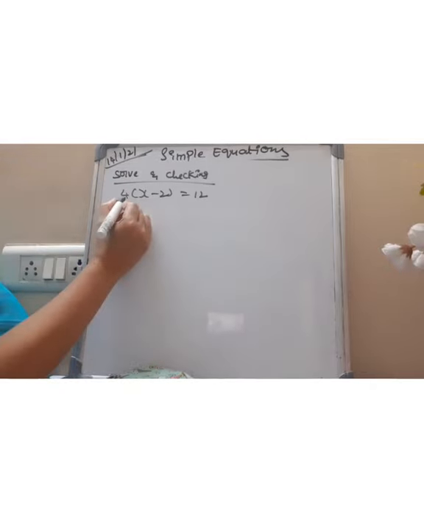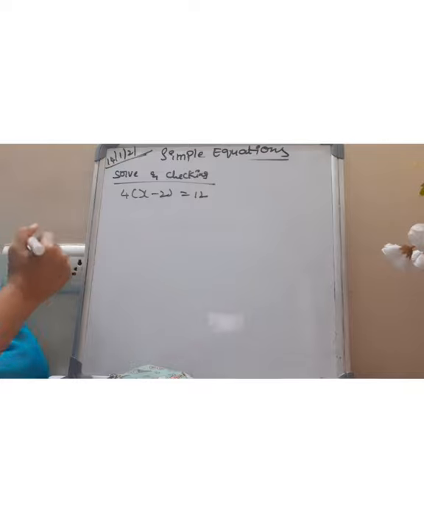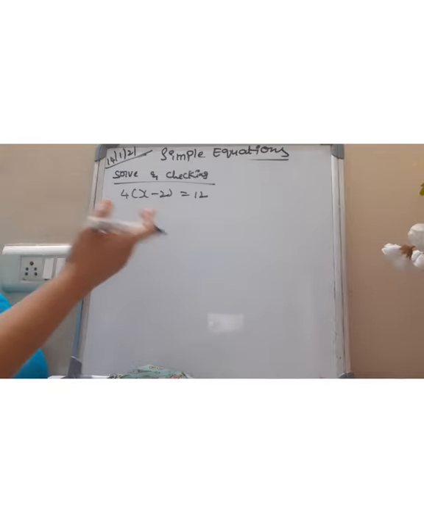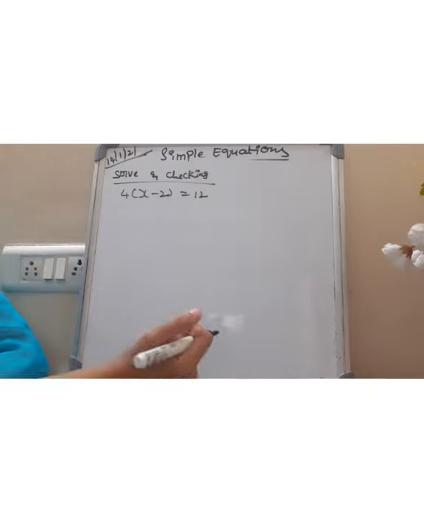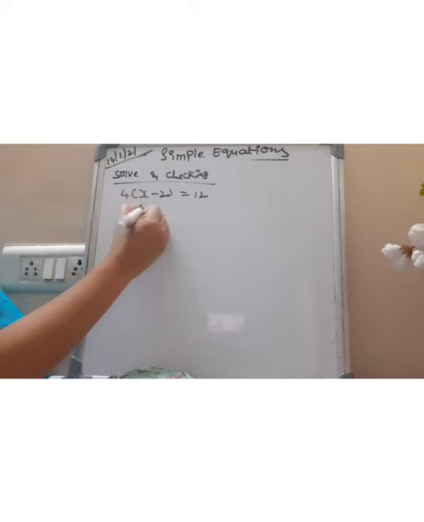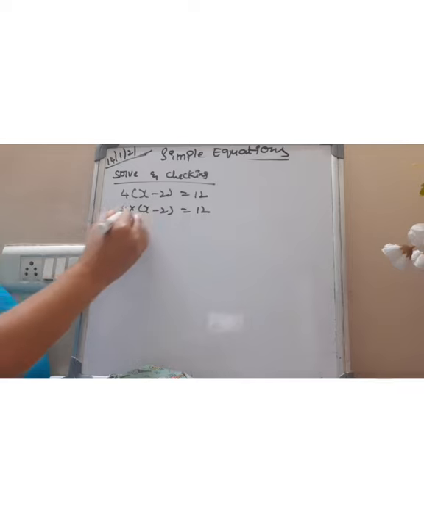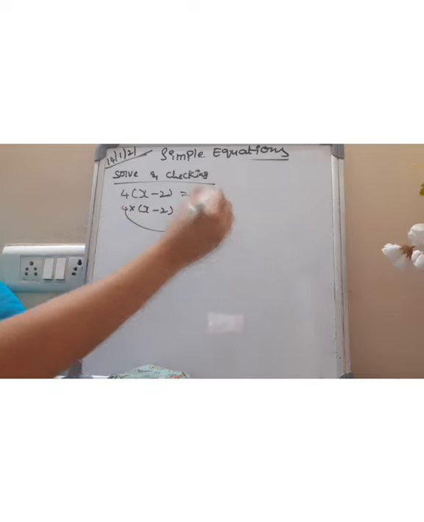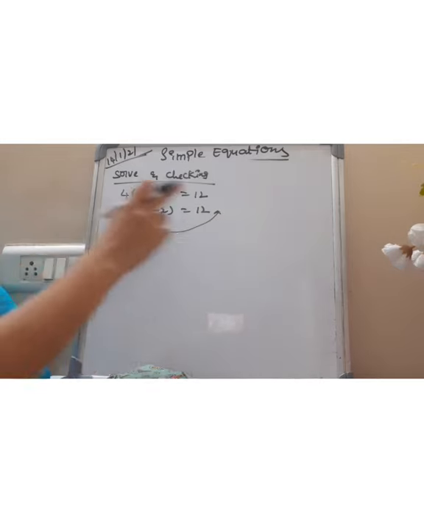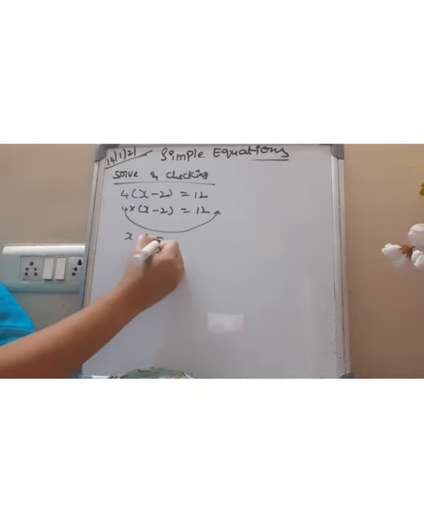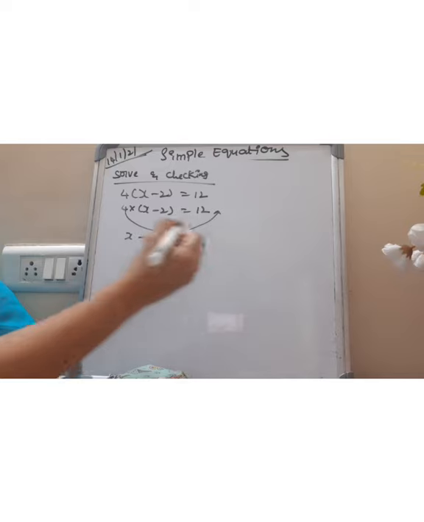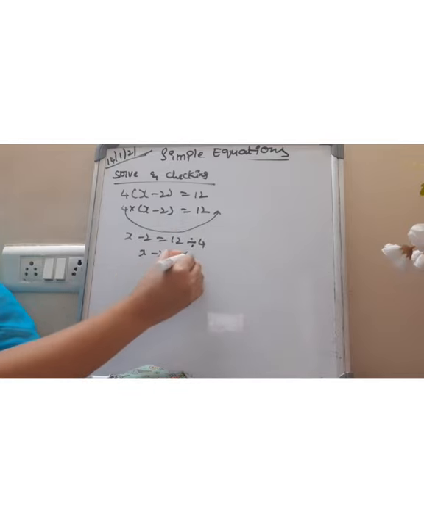So what do we have to do here? Here 4 is there, and here x minus 2 is there. If you want, you can open the bracket or you can send this 4 to the other side. Whichever way you are comfortable, you can go with it. The first step is we will eliminate 4 from here. It is in the multiplication form. When we send it to the other side, it will go into the division form. So x minus 2 is equals to 12 divided by 4, so x minus 2 is equals to 3.